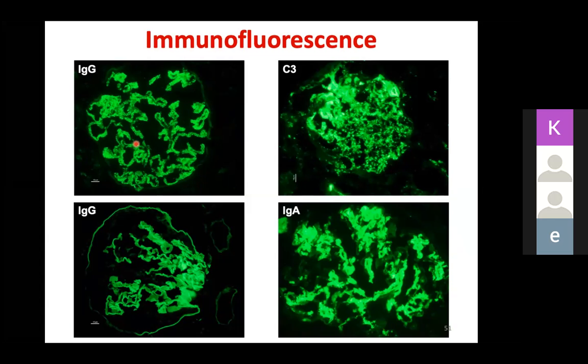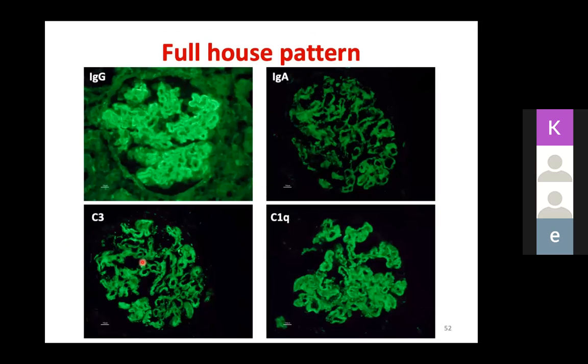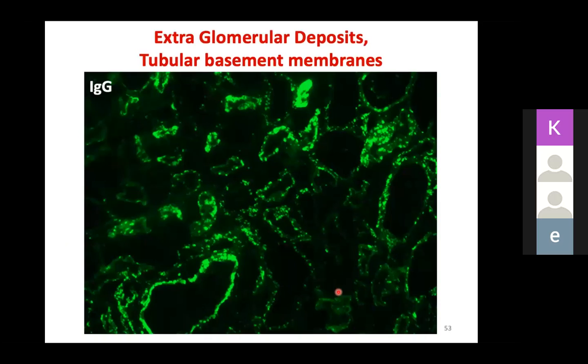If I have IgG and IgA both, then it could be either immune mediated disease or IgA dominant, IgA nephropathy, right? And the pattern: this is linear, this is granular, this is granular, this is granular. So you can make out the difference of patterns here. When you have everything, G and A, both the complements, then it is the full house pattern, which you see in lupus.